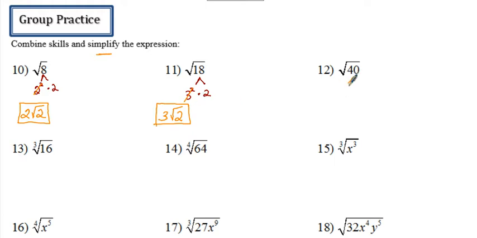Square root of 40 we did in our first part of the day. So remember this was 4 times 10, or 2 squared times 10. I took the square root of the 2 squared, and I left behind the 10. So that's just a quick repeat.